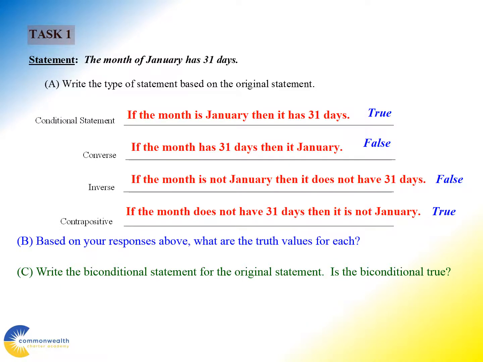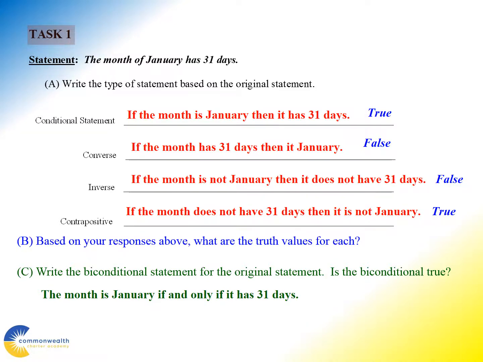Write the biconditional statement for the original statement, and is the biconditional true? So here again, I'm patterned after the conditional statement, but remember we used the phrase if and only if. So a good way of stating that sentence as a biconditional statement is: the month is January if and only if it has 31 days. Because you still want to keep the same general order as it originally was. Is it a true statement?